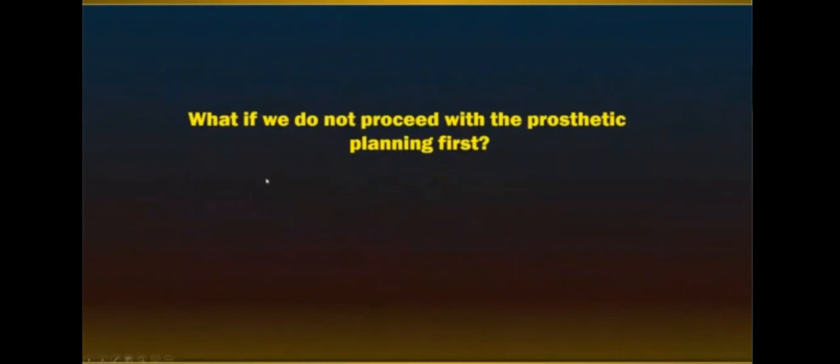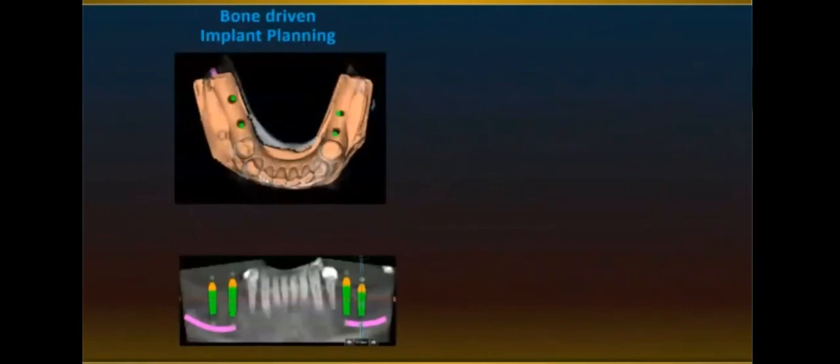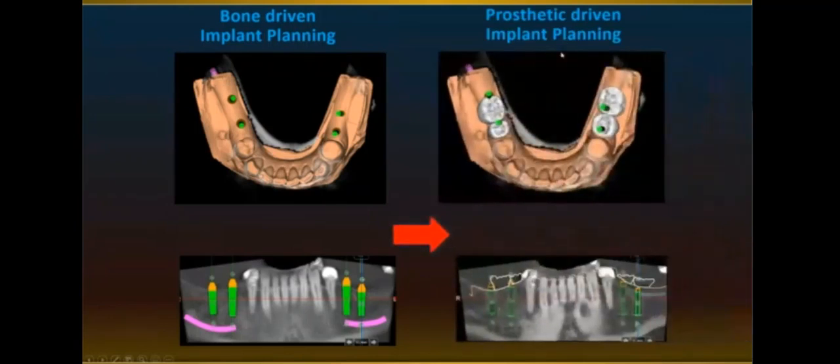So what if we make the planning based on the bone only? Here, for example, I have the CT scan, and then I don't have a wax up here. I just decided for myself to put the implants in this position. I find the bone here is good, so I decided to place the implants in this manner. So what we can see here is the implants are totally outside the restoration, and this will make a huge problem for us in the future on making the restoration.